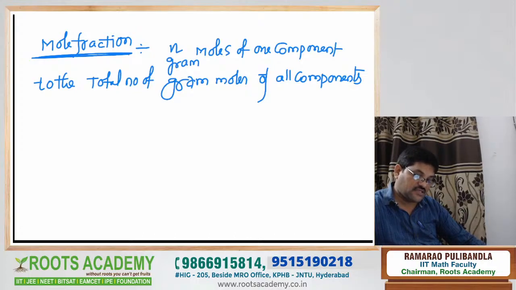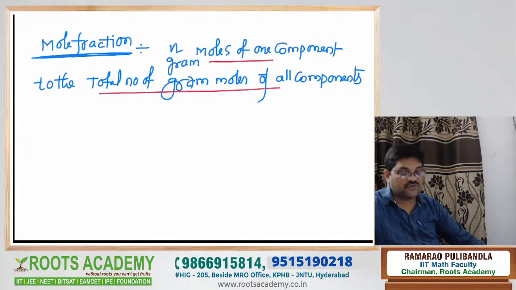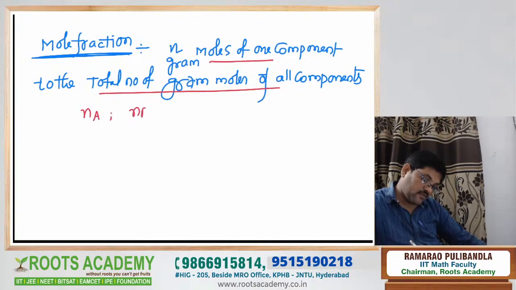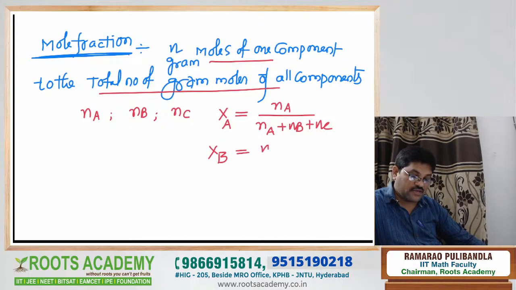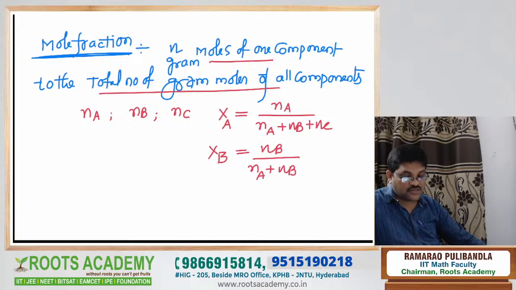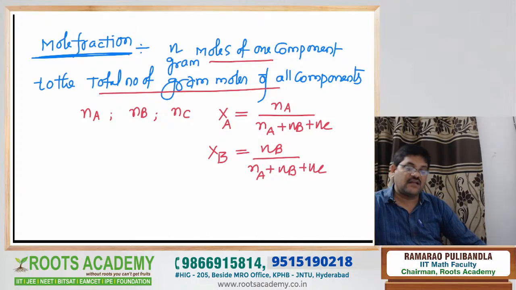Mole fraction is the number of gram moles of the one component to the total number of gram moles of all the components. For example, number of moles of A is there, number of moles of B is there, number of moles of C. Now I want the mole fraction of A. How do you get it? Mole fraction of A is equal to number of moles of A by number of moles of A plus number of moles of B plus number of moles of C. I want the mole fraction of B. How do you get it? Number of moles of B by number of moles of A plus number of moles of B plus number of moles of C. Like that.